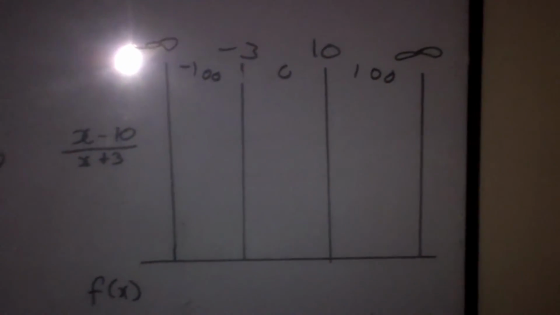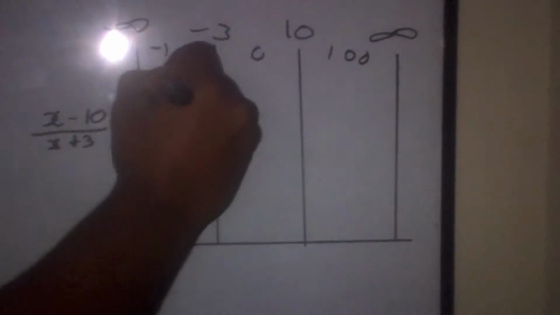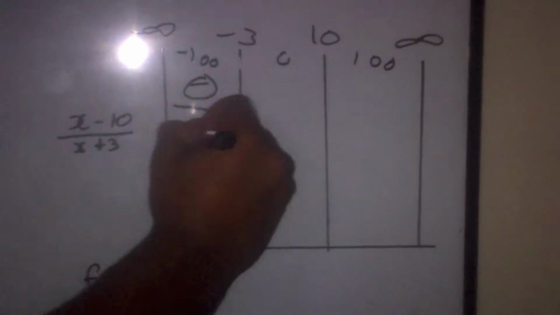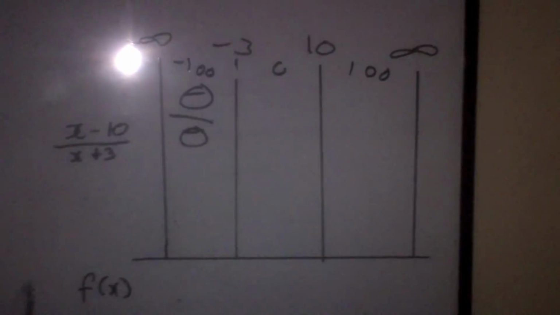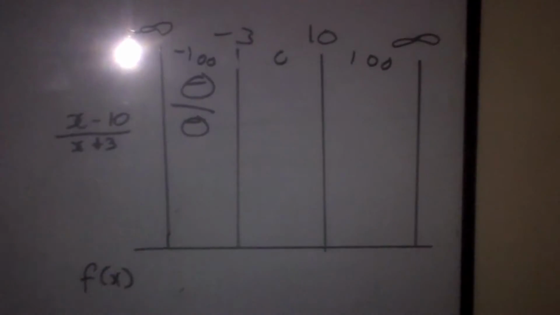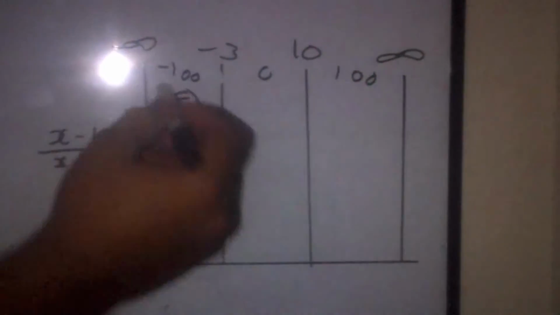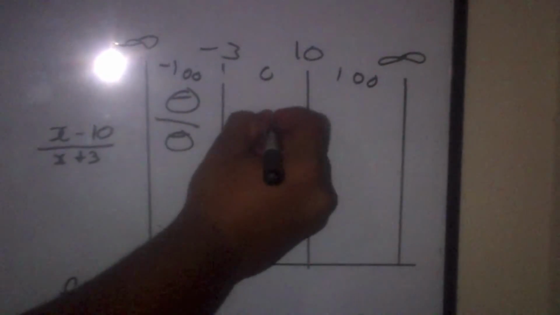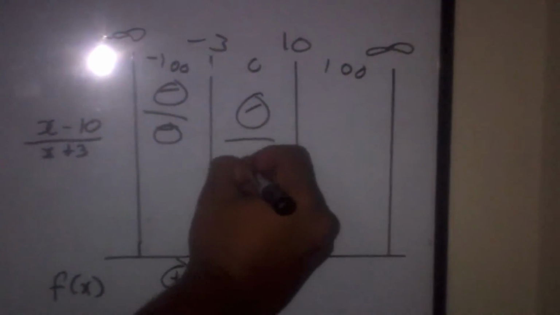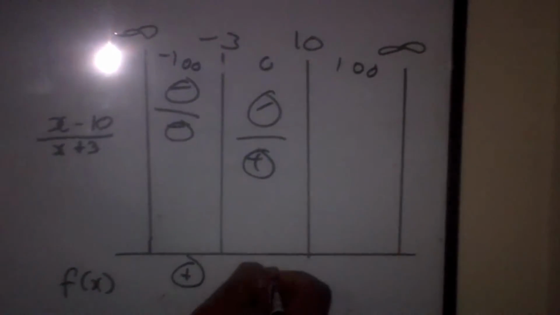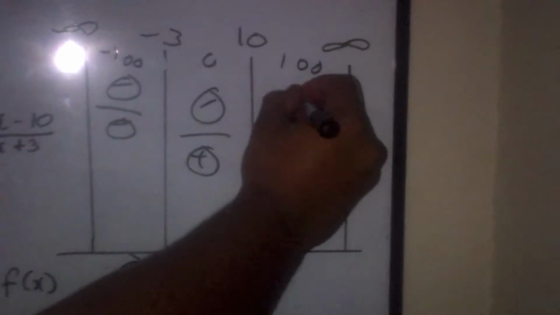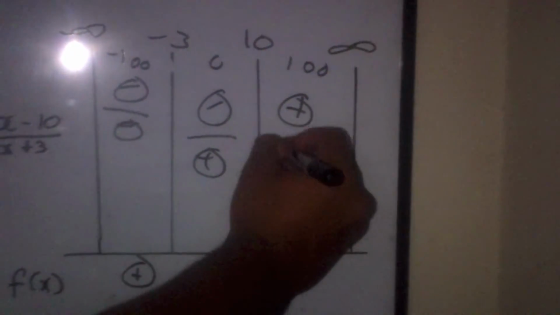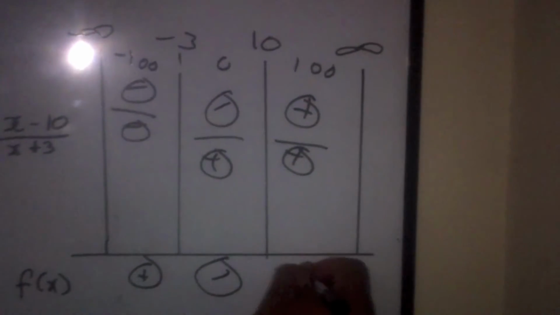In this case, we would get a negative over a negative. The reason I'm getting a negative over a negative is because of the equation I substituted in here. So in that case, we would get a positive. Here we would get a negative over a positive, so we would have a negative here. And here we would have a positive over a positive, which would give us a positive.